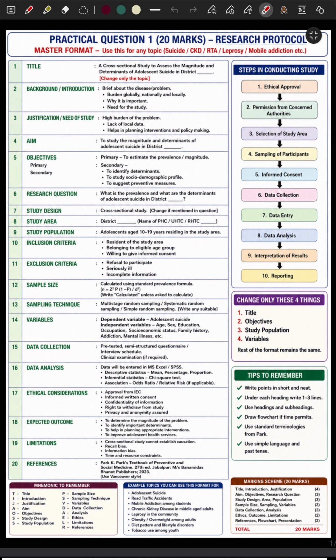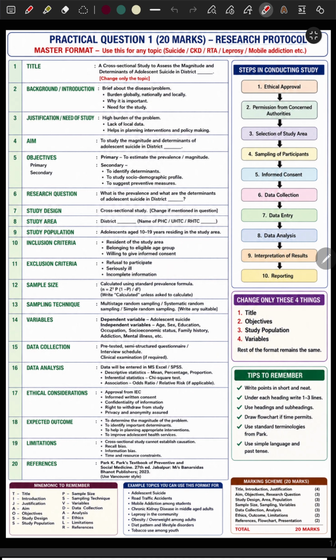Study design: whether it is a cross-sectional study or whatever type of study it is. Study area: district dash, name of PHC, whatever area you are covering. Population: like adolescents aged 10 to 19 years residing in the study area. Inclusion criteria: he or she should be a resident, belonging to the eligible age group, willing to give informed consent. Exclusion criteria: refusal to participate, seriously ill, or having incomplete information.